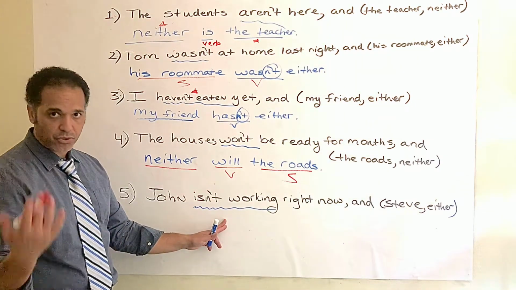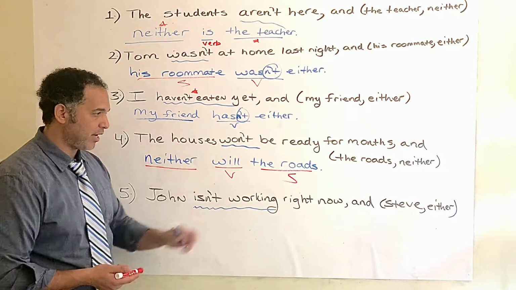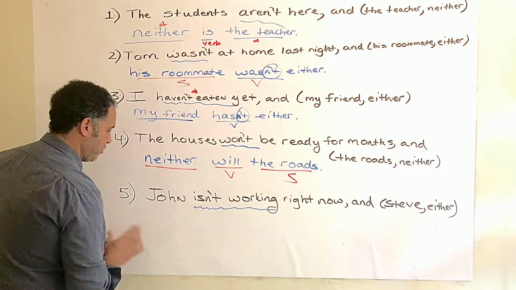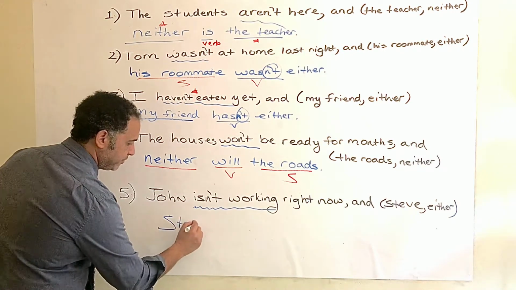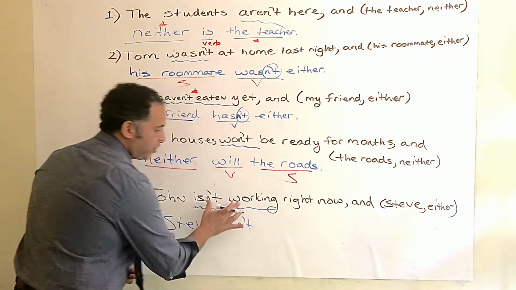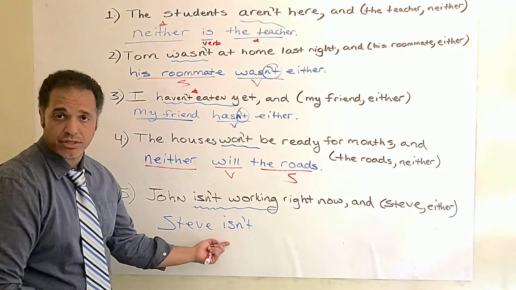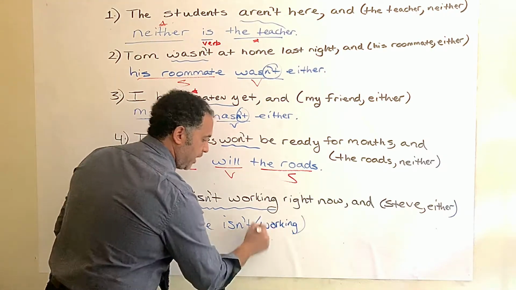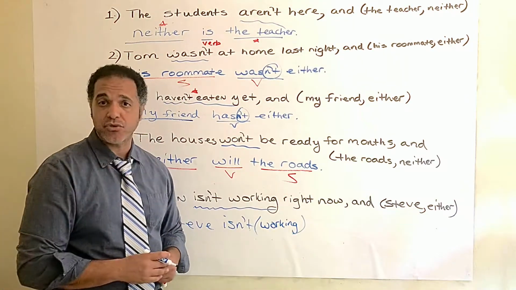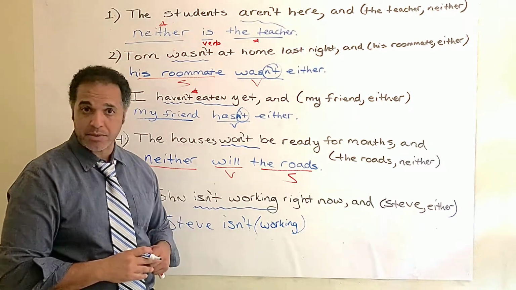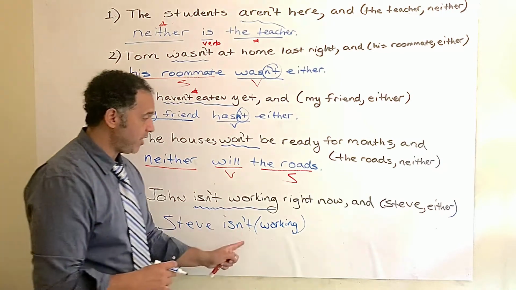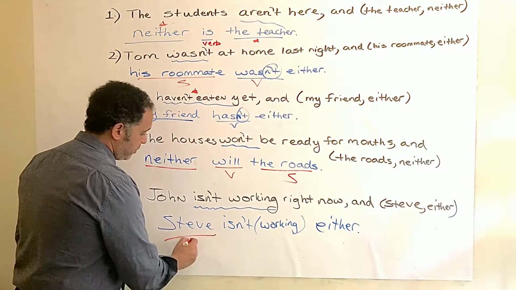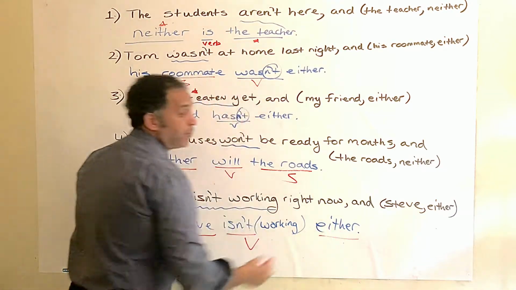Present continuous or present progressive. Doesn't matter. John isn't working right now, and we have Steve, and then we have either. And, let's use blue, Steve isn't. Now, usually when we have the two verbs, isn't and then ing, you can just use isn't. If you want to use the complete verb, that's fine. Steve isn't working. But again, I'll put parentheses. Parentheses means it's optional. If you want to use it, you can. You don't have to. A lot of times when native speakers are speaking, we tend to just use that first verb. So, Steve isn't either. All right. So again, same idea. Subject, verb, and then we put either at the end.